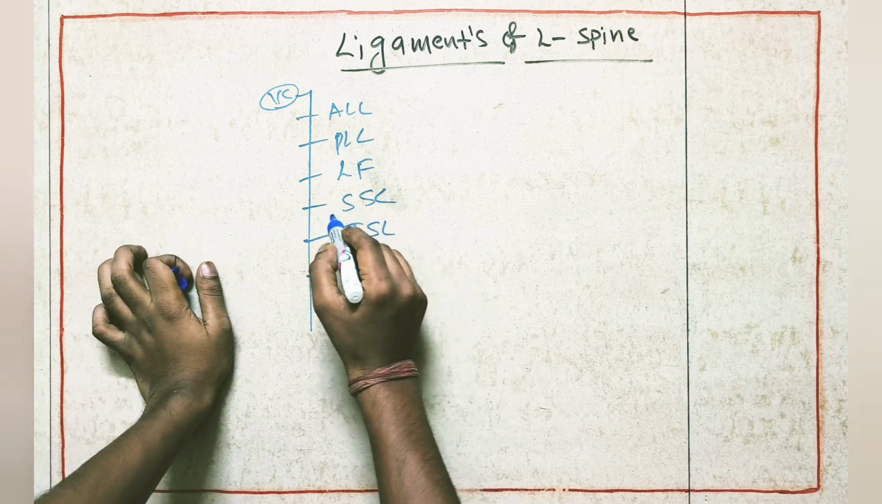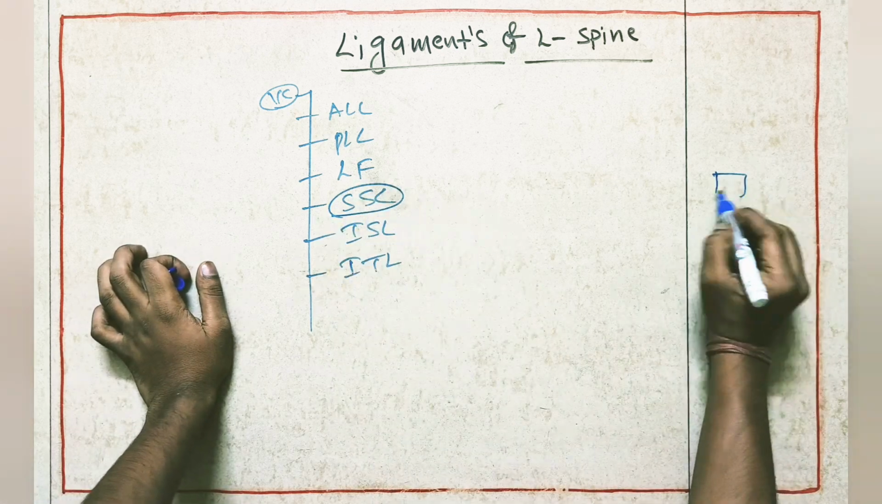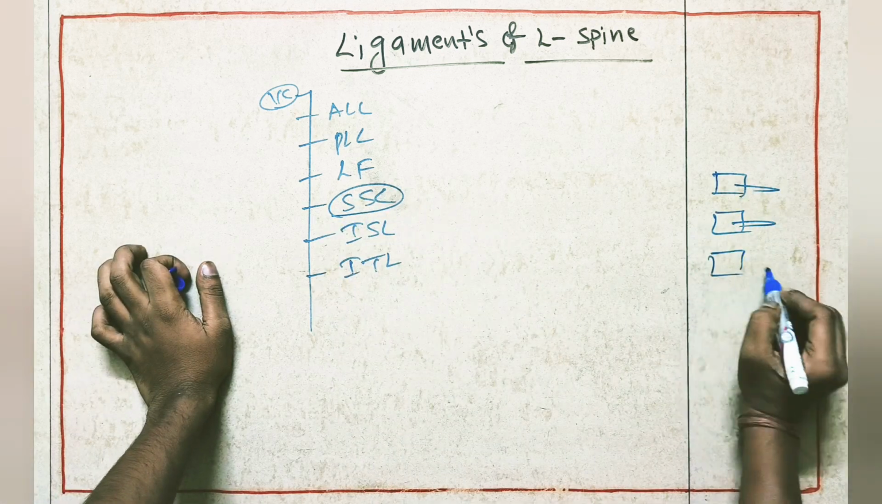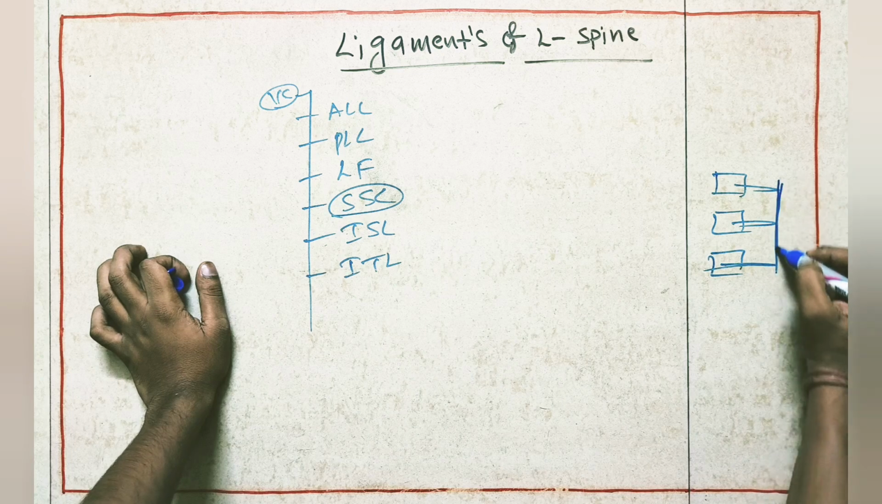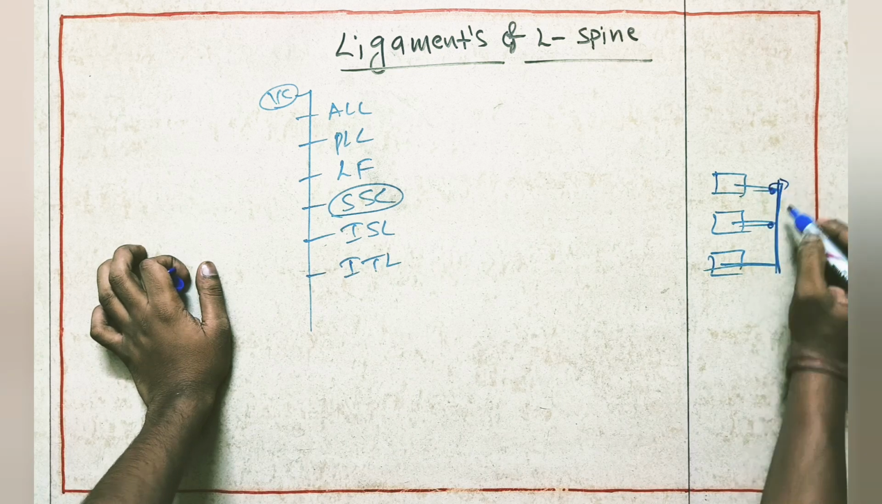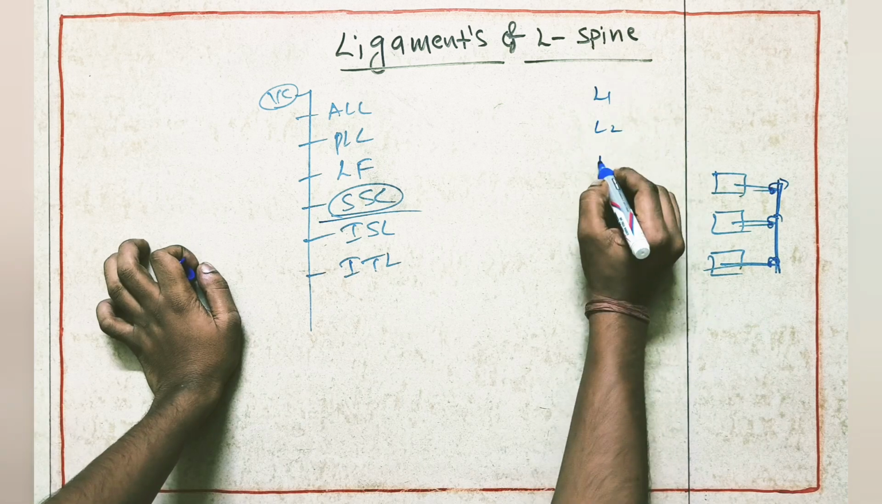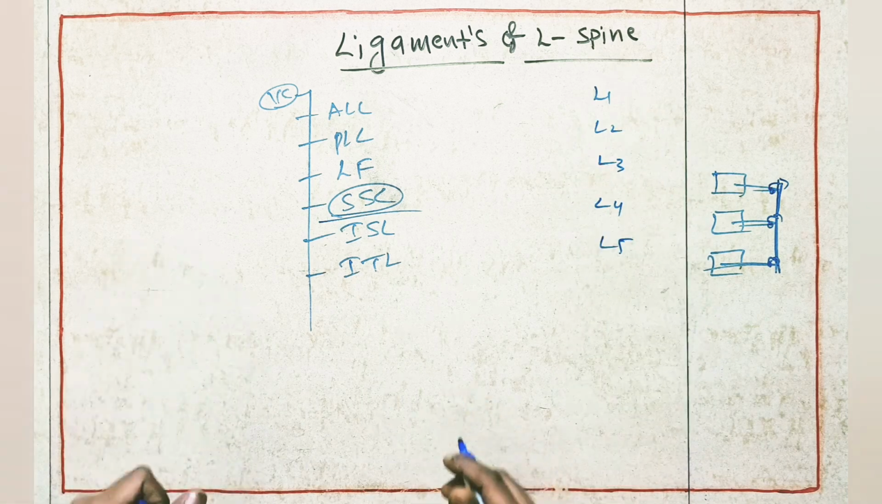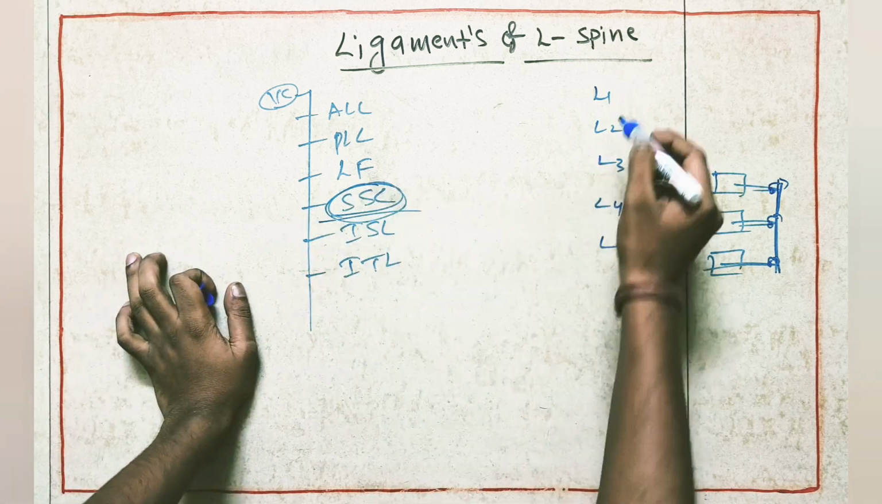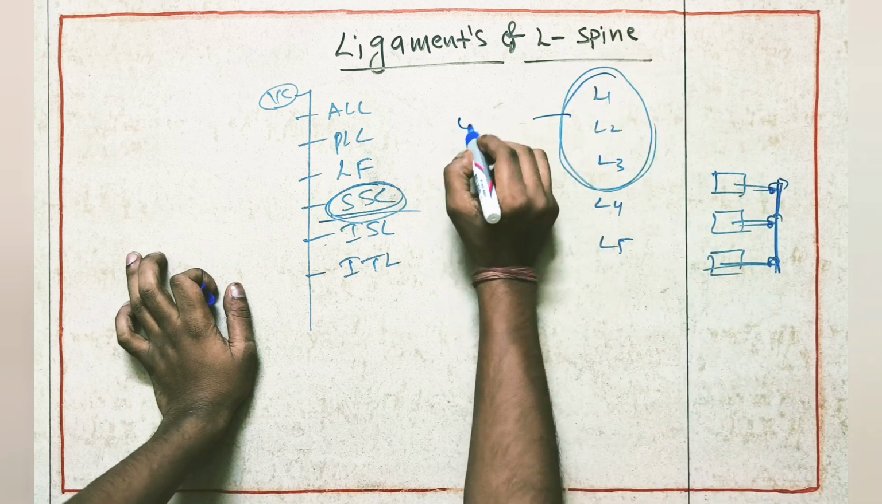If we come to the supraspinous ligament, suppose we take a vertebra like this, so this is a lateral view of the vertebra. Here we cover the supraspinous ligament. This is the spinous process, and superior to the spinous process is the supraspinous ligament. If we take L1, L2, L3, L4, and L5, a total of 5 vertebrae, the supraspinous ligament is well developed in the upper lumbar region.